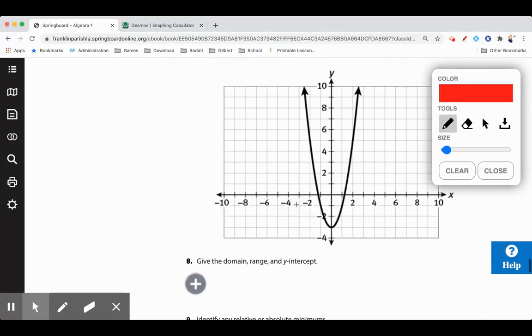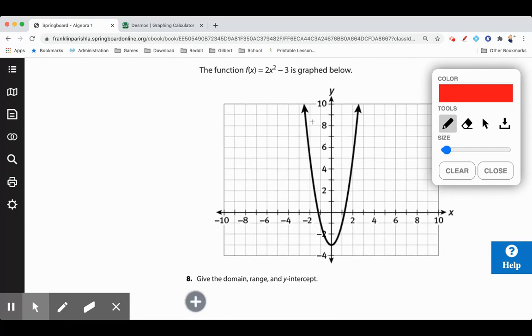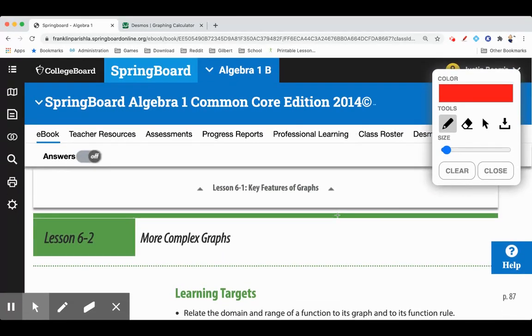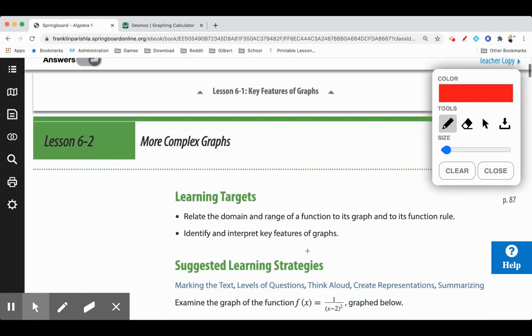And then if it has any maximums, I'll tell you right now, there are no maximums because it goes up forever. So again, same information we've been talking about: domain, range, y-intercept, minimum, maximums.